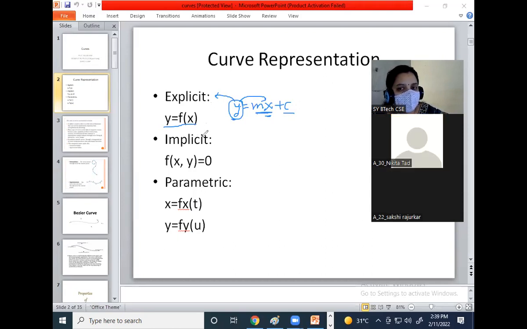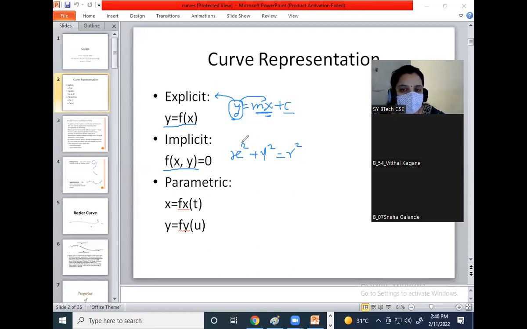Similarly, implicit representation has a particular expression where the function is acting on both x and y. For example, if I have the expression of a circle, what is the formula for a circle? You have x square plus y square equal to r square. That is the formula for the circle.